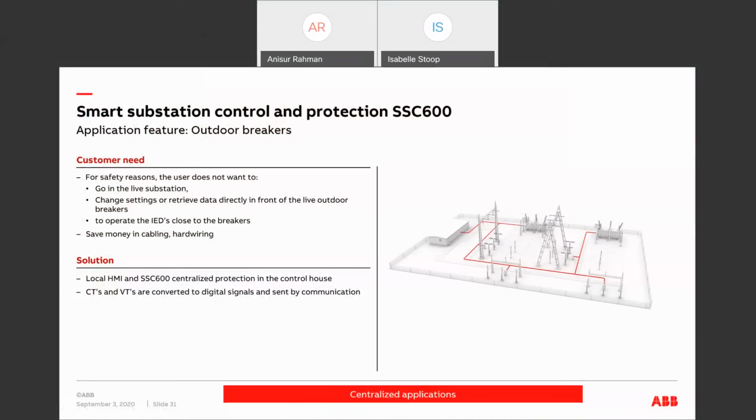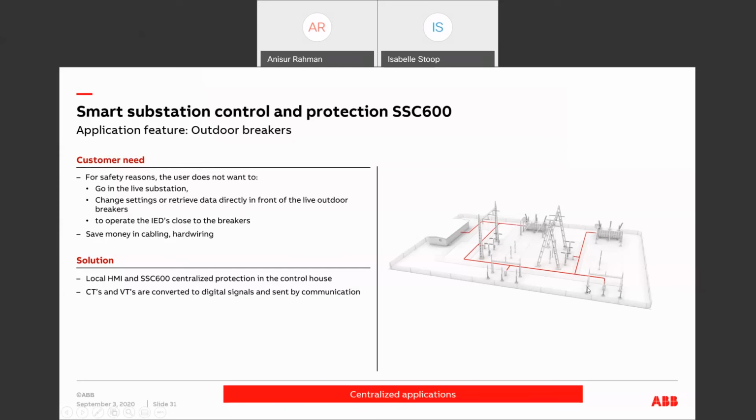So SSC 600 is sitting here, and only the merging unit is sitting there, and all this CT/VT data is going through only one cable, a fiber optic cable or Ethernet cable. SSC 600 will show this on the web HMI, what the condition is, and you can open or close the breaker from here. You don't need to go there.